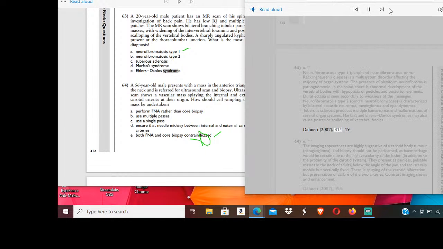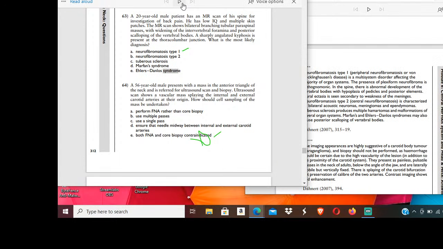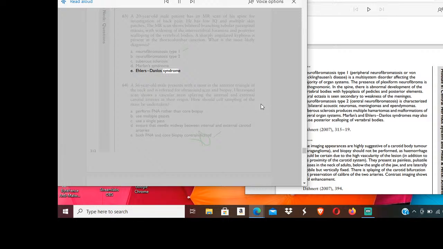Dehnert, 2007, 315-19. 60. Syndrome. 64. A 56-year-old male presents with a mass in the anterior triangle of the neck and is referred for ultrasound scan and biopsy. Ultrasound scan shows a vascular mass splaying the internal and external carotid arteries at their origin. How should cell sampling of the mass be undertaken?